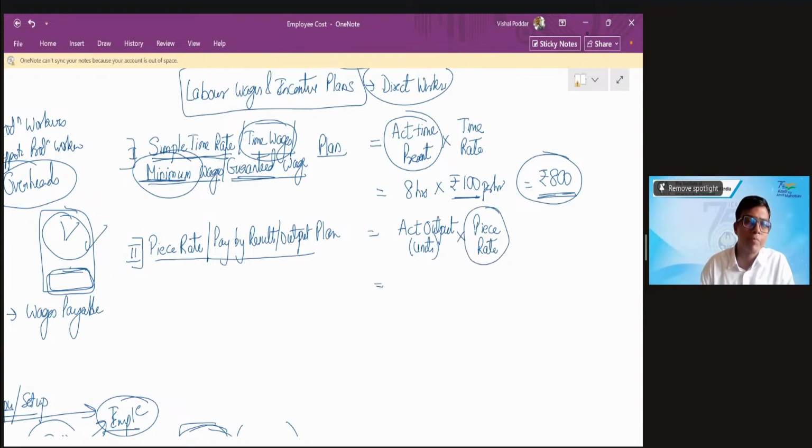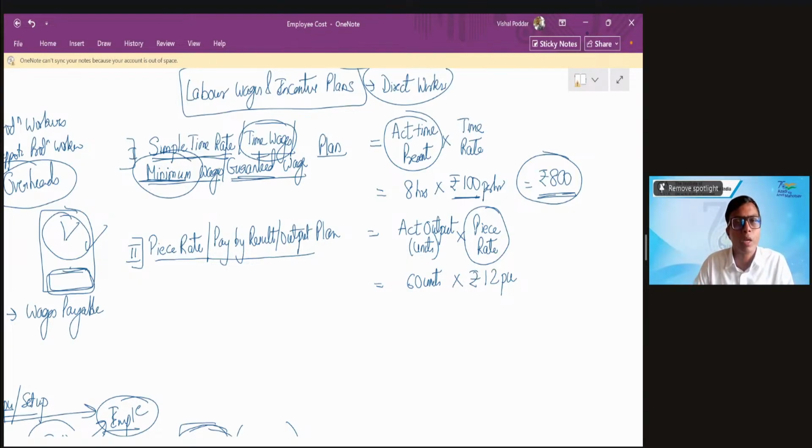सो लेट अस से आपने आज दिन भर में जो आपका 8 घंटे का शिफ्ट था, यू हैव मेड 60 यूनिट्स एंड मेरा पर यूनिट का प्राइस जो मैंने फिक्स किया है आपको वेजेस देने का इज ₹12.